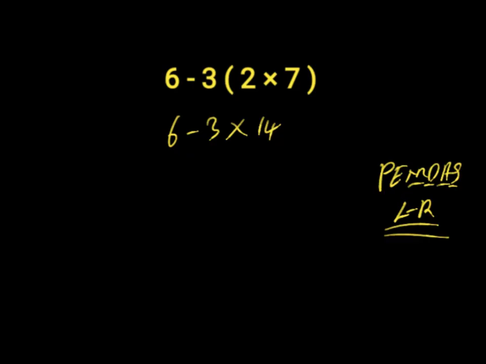3 times 14 will give us 42. Then we have 6 minus 42. 6 minus 42 will give us negative 36. Negative 36 is the right answer to this question.